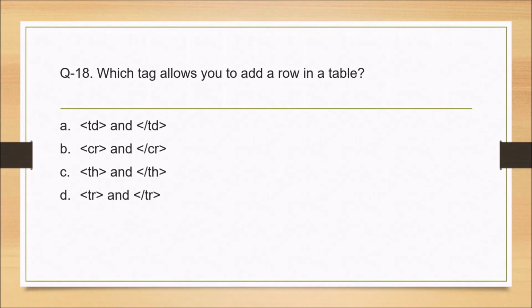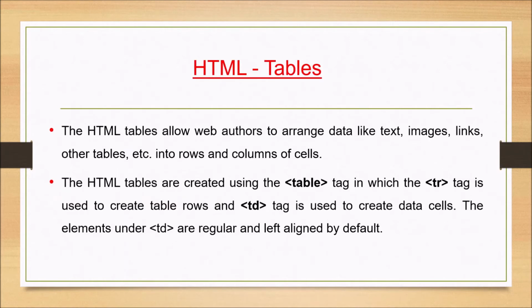Next question, which tag allows you to add a row in a table? And the options are TD opening tag and closing tag, CR opening and closing tag, TH opening and closing tag, and TR opening and closing tag. And the correct answer is D, TR opening and closing tag.